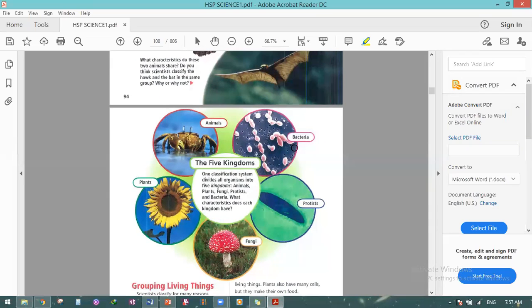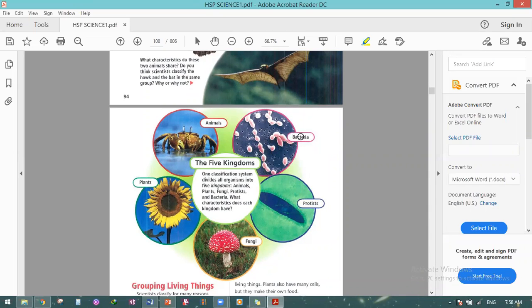We can call them Monera. And there is another kingdom called Protista, and both kingdoms are microscopic organisms, or the organisms we can only see under the microscope. So why didn't we include bacteria under kingdom Protista, or put Protista with bacteria?